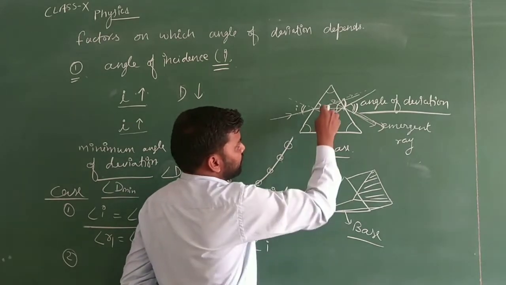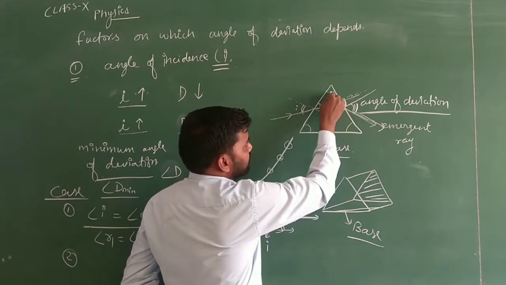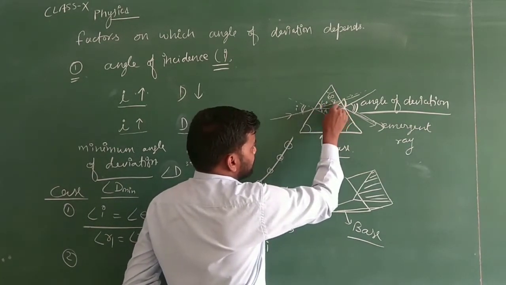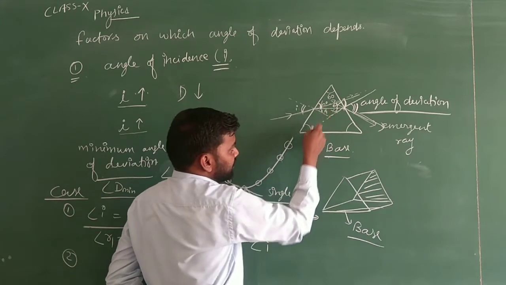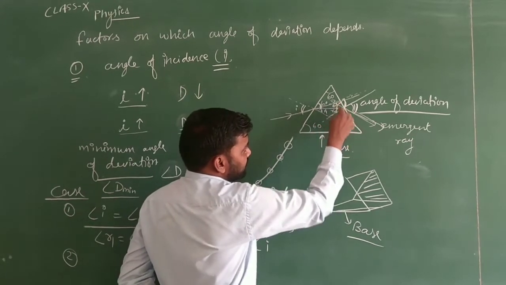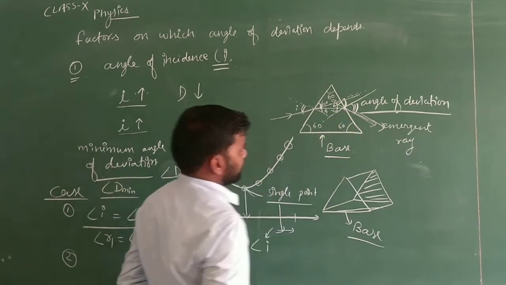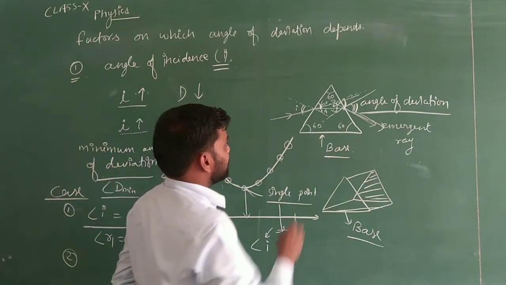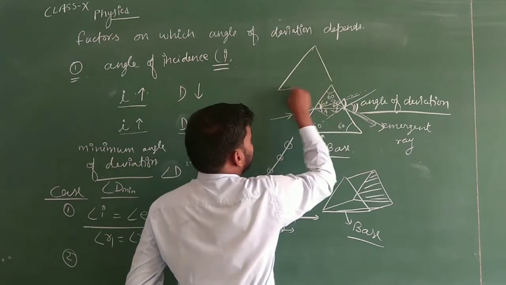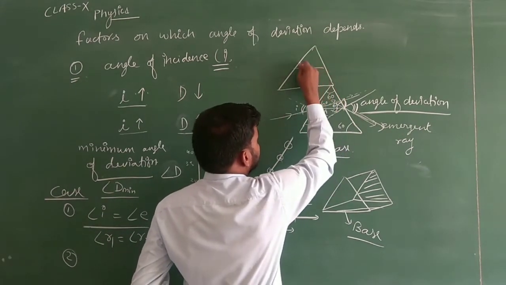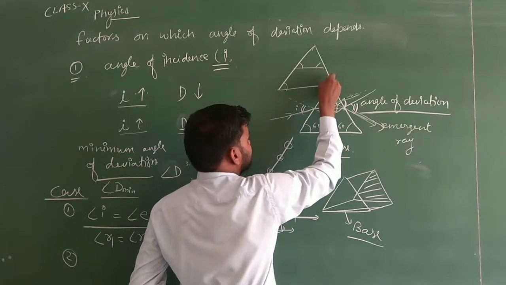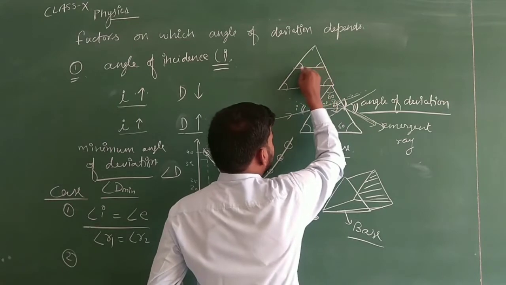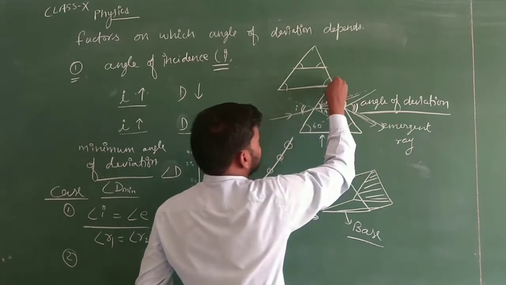Okay students, if both of these angles are equal, suppose we say it is 60, it is a regular prism, so this is also 60. So it is 60, it is also 60. We can see from the diagram that in a triangle, if this angle is equal to this angle is equal to this angle, we can clearly say that this line will be parallel to this line.